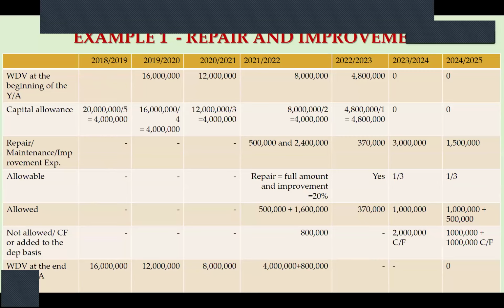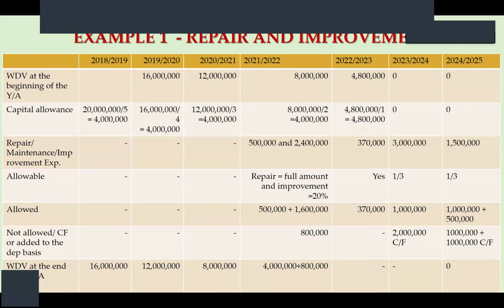Therefore, we assume that they used that asset during the year of assessment it was purchased. So that is why I have granted capital allowance. After granting 4,000 capital allowance, what is the written down value of that asset? Written down value means cost minus capital allowance. Cost 20,000 minus capital allowance 4,000. Balance is 16,000. That is the written down value at the end of the year of assessment of this asset.